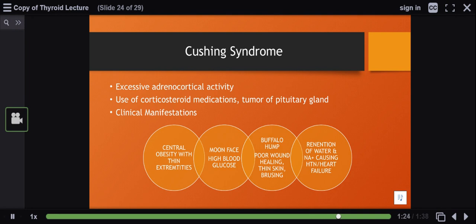The client may also develop a moon-faced appearance. And women oftentimes take on masculine traits due to the excessive output of those sex hormones.